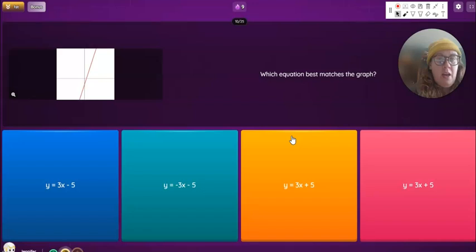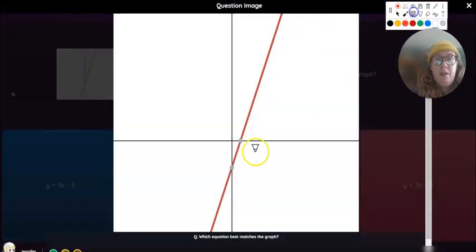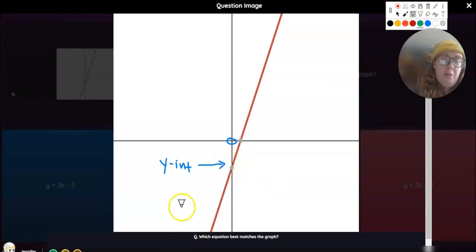Which equation best matches the graph? So this one, we think about where that y-intercept is. It is below 0. Our y-intercept is down here. Here's our 0. It's a negative y-intercept. And the slope from left to right is going up and over. So we have a positive slope and a negative y-intercept. Those are our key factors.